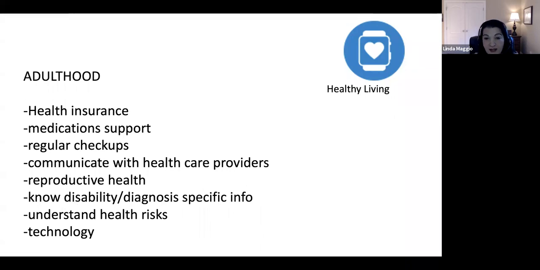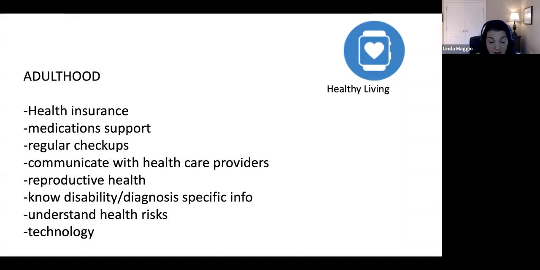Find out if they can get their own health insurance coverage, so important. For things like medication supports and regular checkups, you can have them use technology to keep up with their medications and their regular checkups. Most facilities now have an online chart type of system where you can make appointments, communicate with your physicians, communicate with the nurses, the OTs, the PTs, and that's great. So encourage them to do that.